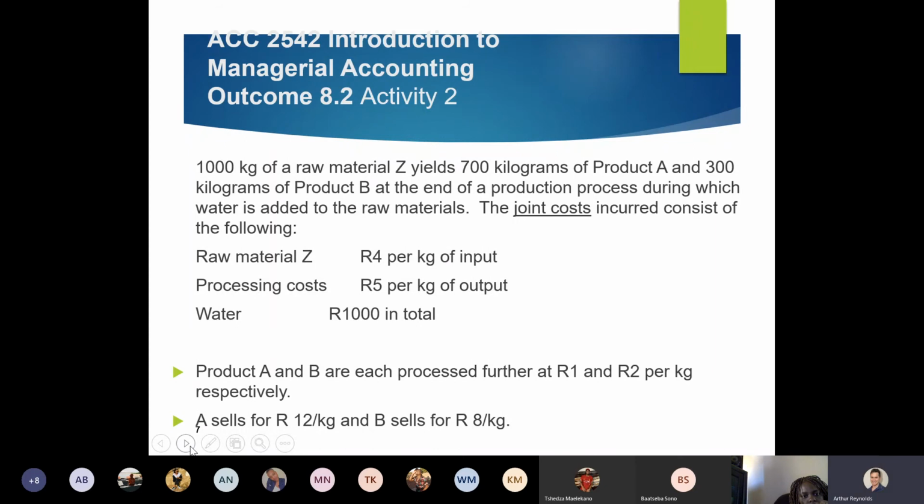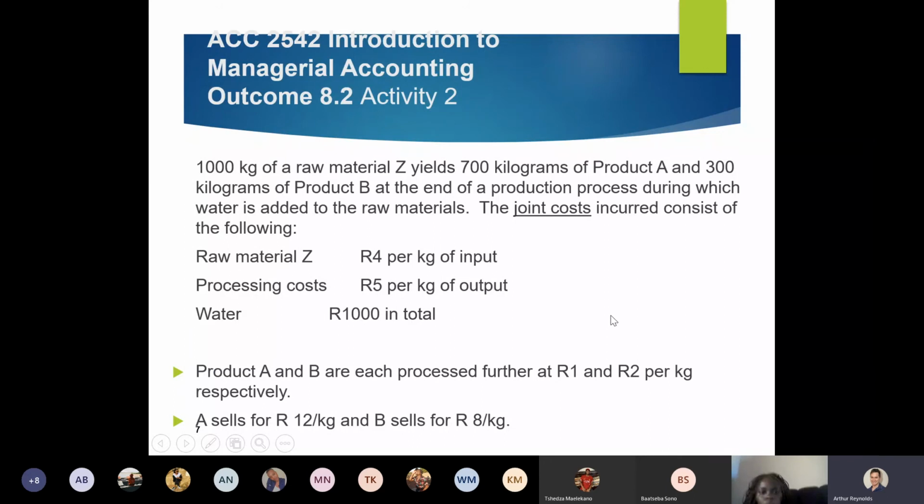The joint costs, these are costs now before you identify them as product A and B, is for material Z, which is the material that you use, is 4 Rand per kilogram of input. So we've got 1,000 kilograms, so it's 4 Rand times 1,000. Processing costs, 5 per kilogram of output. In this case, the input and the output is the same. There's no losses. And then the water is 1,000 Rand in total.